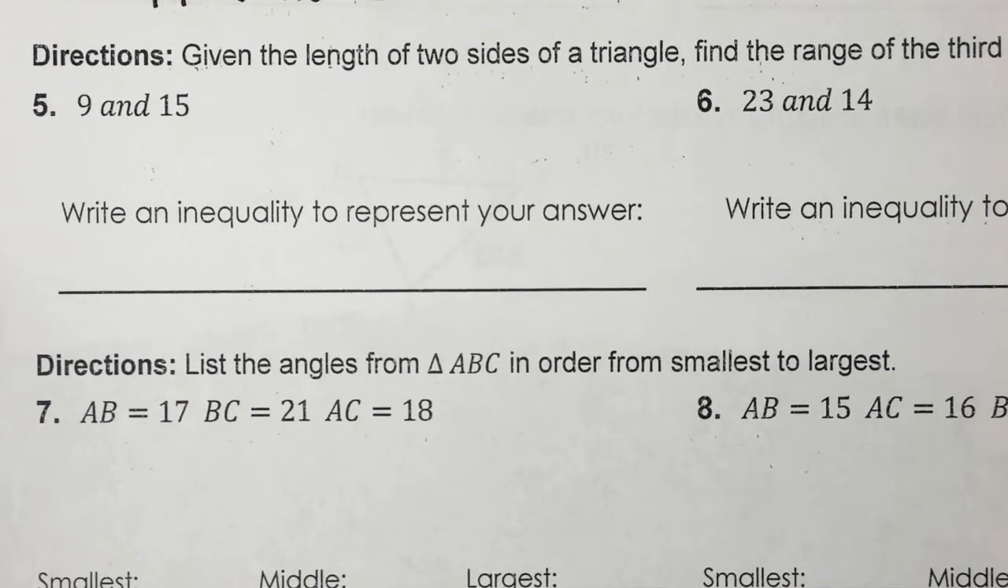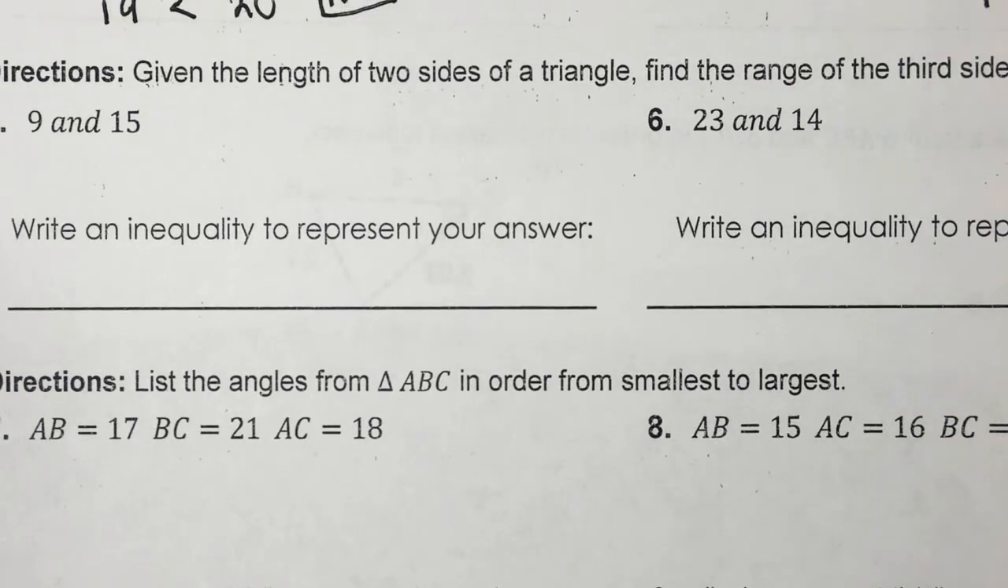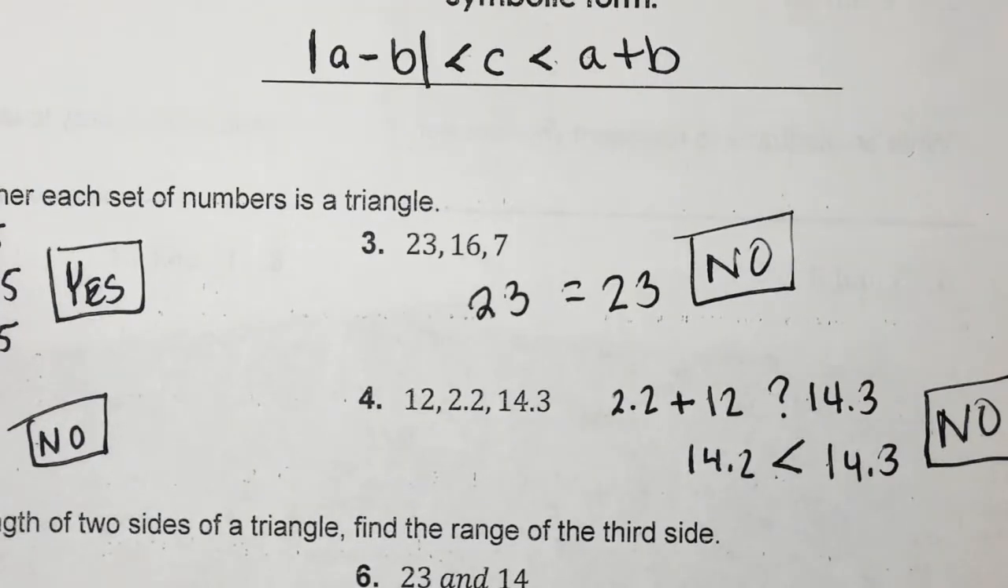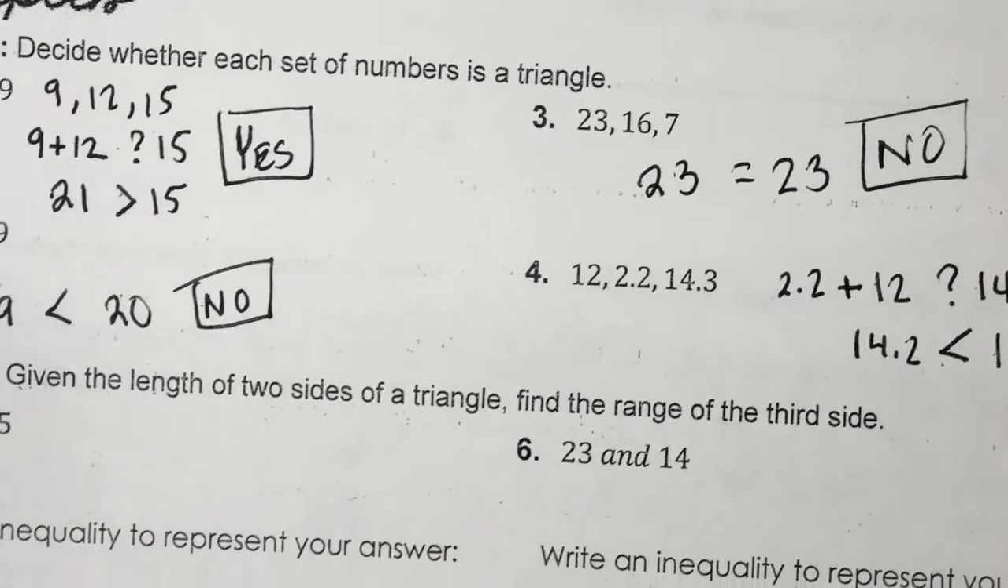Another thing you can do, given the length of two sides of a triangle. So say I give you two sides of a triangle and you don't know what the length of the third side is. You could at least tell me what the range would have to be for that third side, what the smallest number possible on that third side would be. A range, basically. And to figure out the range, we're actually going to use that symbolic form up here that we had to figure out the range for that third side.